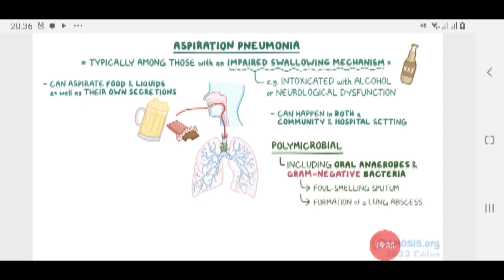If the individual was upright when the aspiration happened, it most often affects the right lower lobe. And if the individual was in a supine position, then the posterior segment of the right upper lobe is most often affected.